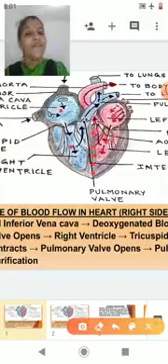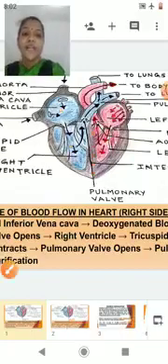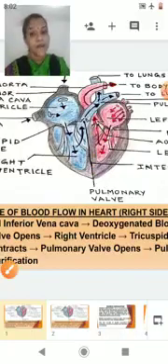Now students, all of you can see the right hand side I have painted blue. That is because the blue color indicates the deoxygenated blood. And on the left side you can see I have painted red, which shows that it is oxygenated blood or pure blood. So now let's start with the course of blood flow.